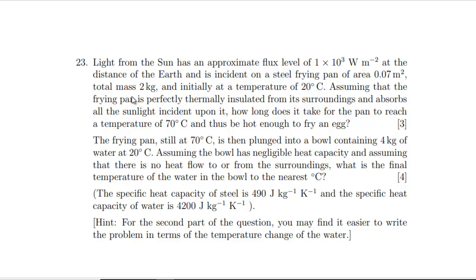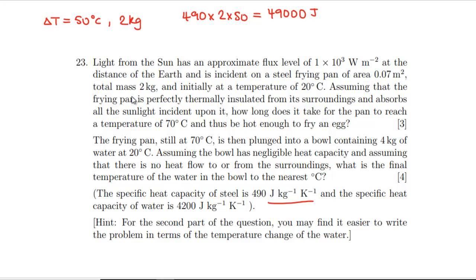Okay, so what do we need here? 70 degrees, we need to go up 50 degrees. So we need a delta T of 50 degrees. And the mass was 2 kilograms. What's our, oh, here we go. So we need 490 times 2 times 50. That's the number of joules we need. So we're just putting a couple of zeros on the end here. So we need 49,000 joules.